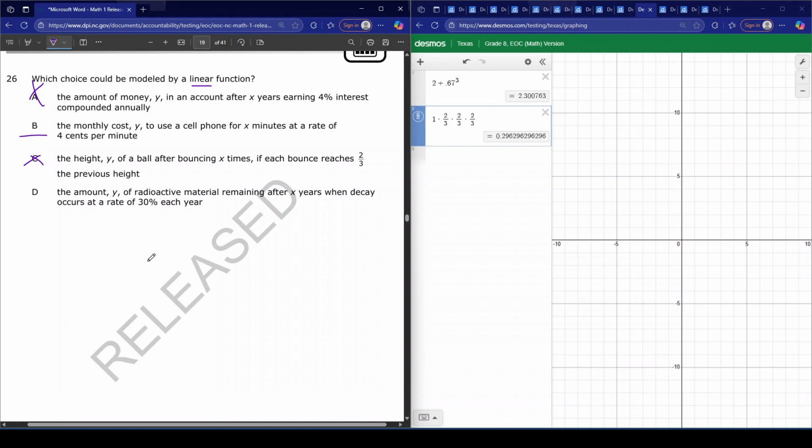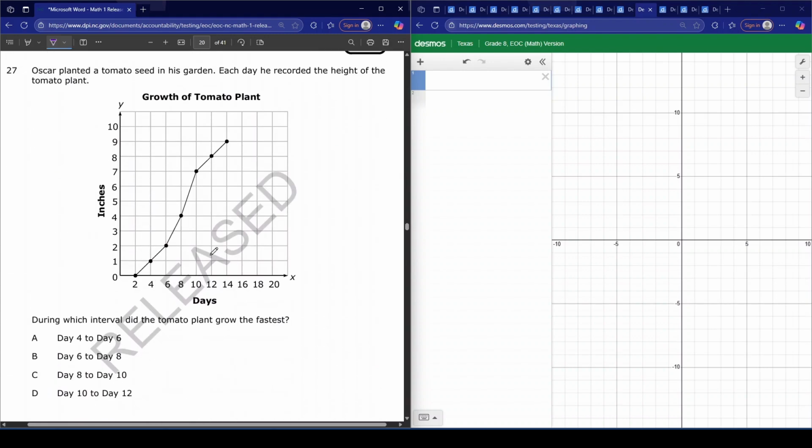D, the amount Y of radioactive material remaining after X years when decay occurs at a rate of 30% each year. Again, we don't want a percentage in our linear functions, okay? Anything with a percentage in the problem should be a sign that it's not linear anything, okay? So D is out of the question, right? And 26B is the only one that could actually be modeled by a linear function. So there you go.